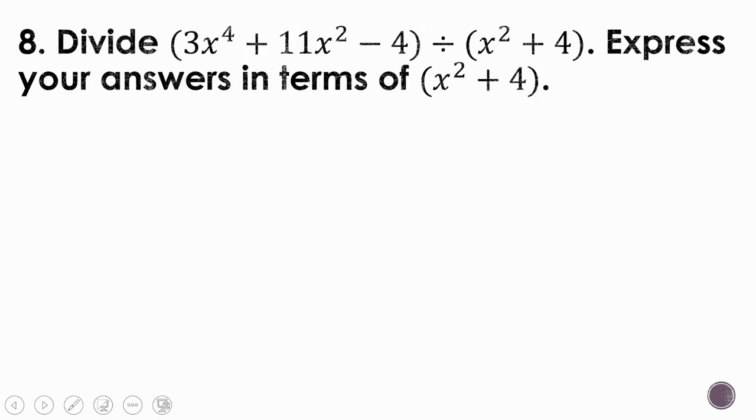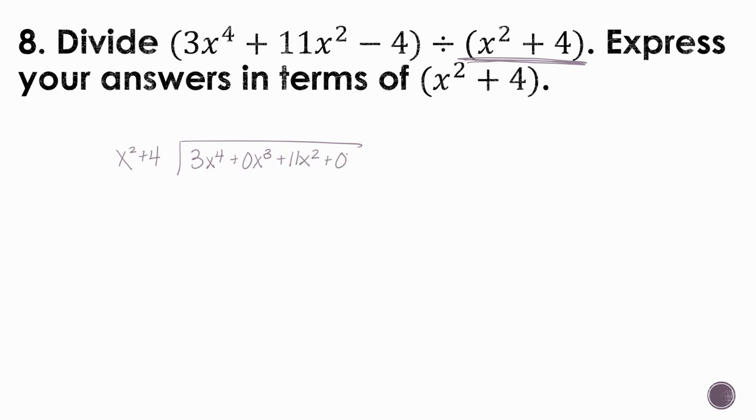All right, divide. Notice that this is not linear, so we are going to have to use long division to do this. You will have to do a problem where you have to do long division, okay? I tried not to make it too difficult, but you do need to know how to do that. So let's walk through this one. X squared plus 4 goes on the outside. 3x^4 plus 0x^3, don't forget that part, plus 11x squared plus 0x minus 4.